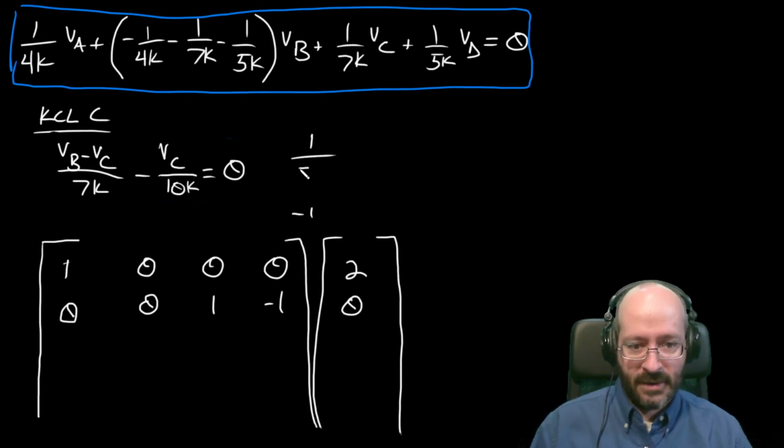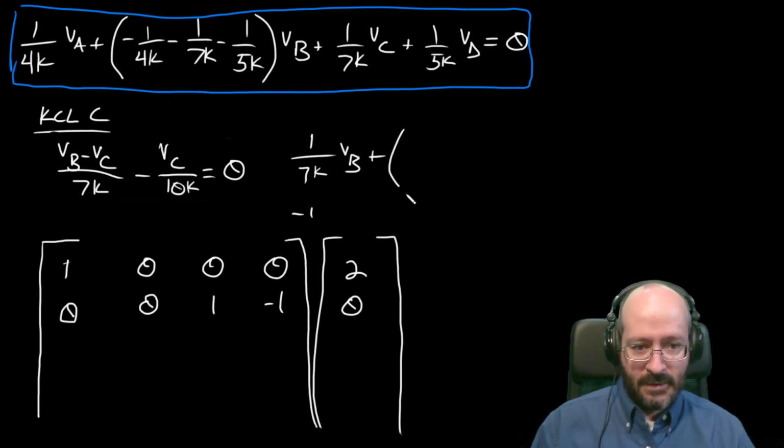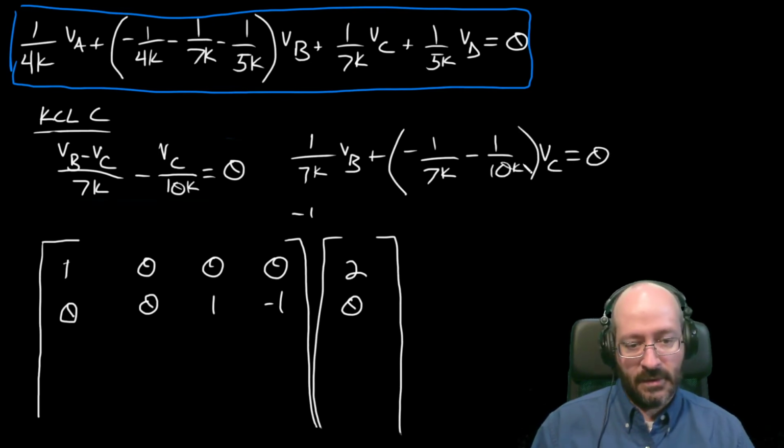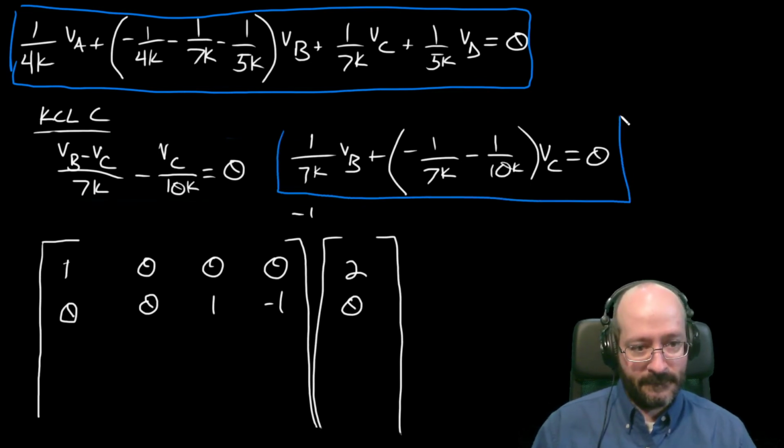1 over 7K in front of VB plus negative 1 over 7K minus, well, I got a minus in there, 1 over 10K, and all of that's in front of VC, and now that's equal to 0. Okay, that's a better form. Let's do that one. I like that.